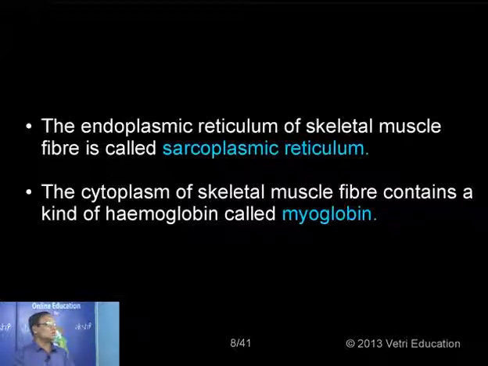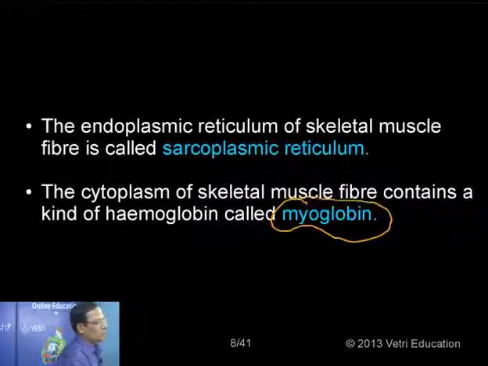So what is called myoglobin, a type of hemoglobin? It is nothing but a type of protein found in the skeletal muscle fibers. As it is found in the muscle, it is called myoglobin. It gives more red color to the red muscle, and it is less in number or absent in the case of white muscle fiber. Red muscles and white muscles are the two different types of skeletal muscles we can see. So anyway, what is myoglobin?